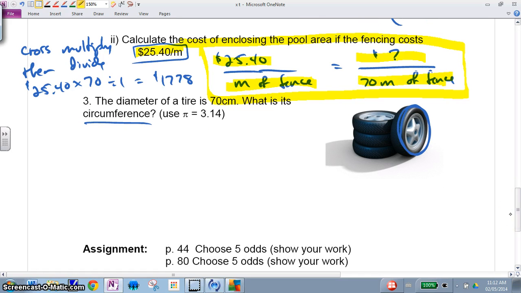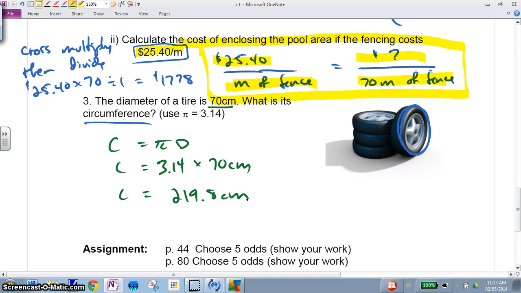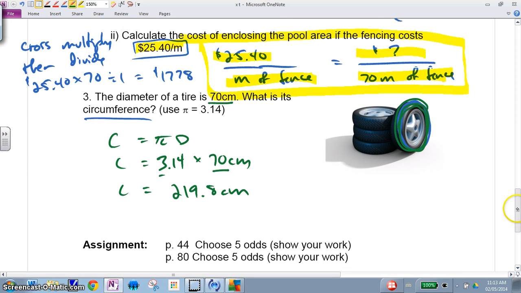Last thing, let's do a diameter question here. Let's talk about a tire. It has a diameter of 70 centimeters, and we're asked for the circumference. So this is when we use that C equals pi d formula, pi being 3.14, times our 70 centimeters. So in this case, our circumference is equal to 219.8 centimeters. Quick estimate, right? About 3 times 70 would be 210. 220 sounds good, right? That would be the rim, the distance all the way around the edge of this tire. Okay?